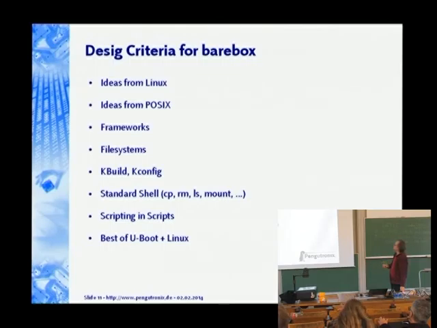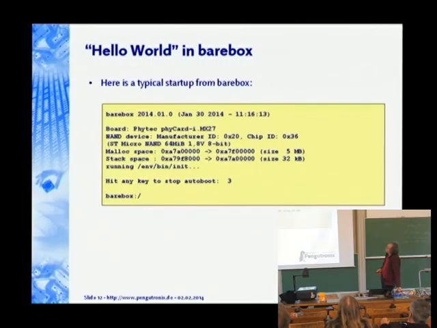File systems are also something we have in DevOps these days. We just borrowed the Kconfig framework from Linux, which gave us parallel compilation quite easily and all these things. We have a standard shell, where you can use commands like copy, rm, ls, and all these things. We have real scripting, and basically the idea is to get the best of U-Boot and Linux and mix that together and still do it the bootloader way, without interrupts, without having things in parallel and these things. So here is a typical startup from DevOps.